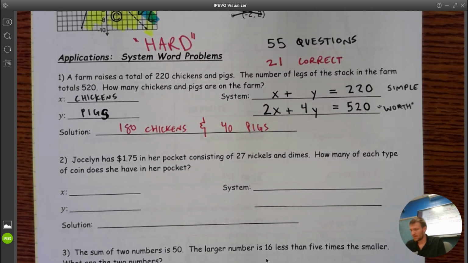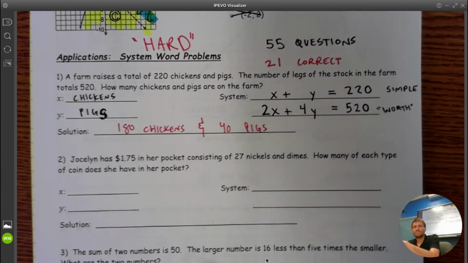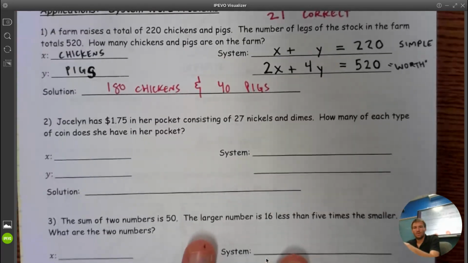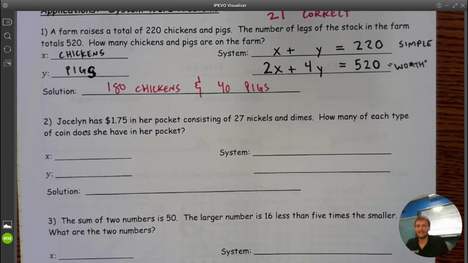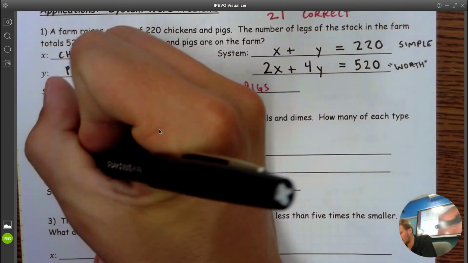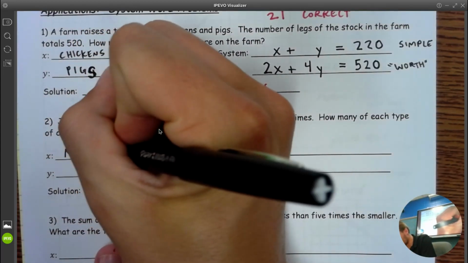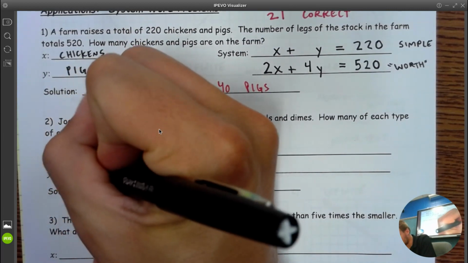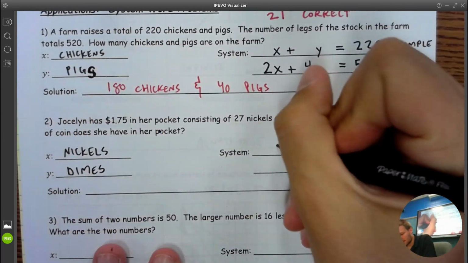Number 2. We have Jocelyn is back, and she has $1.75 in her pocket with 27 nickels and dimes. How many of each coin does she have? We're just going to go through this quickly. We've got nickels and dimes. We're going to set it up.